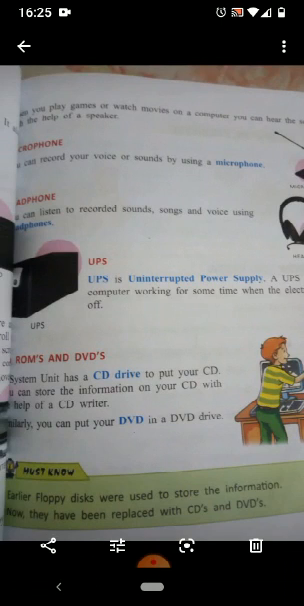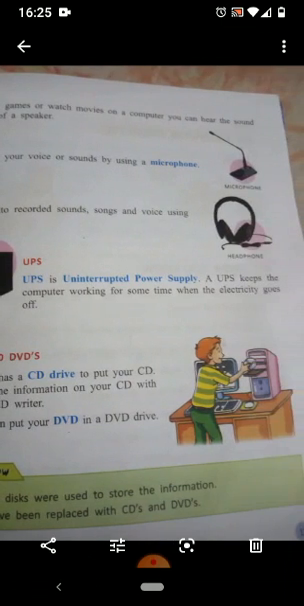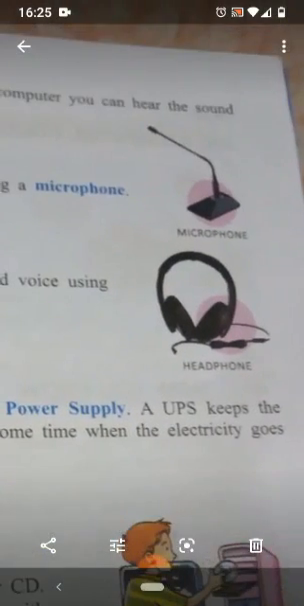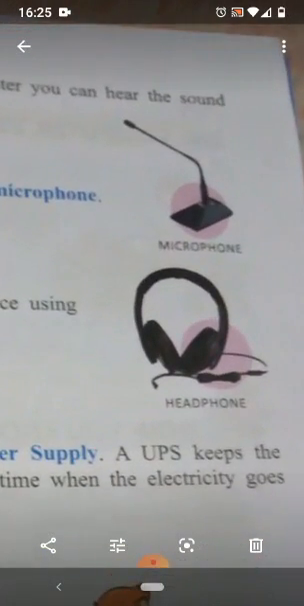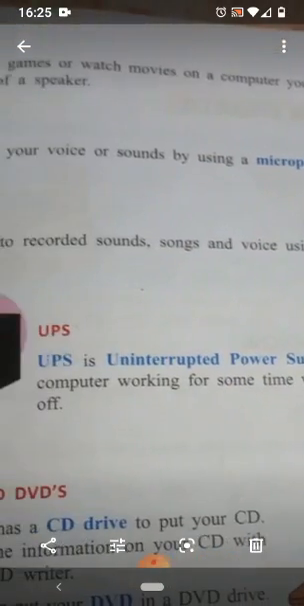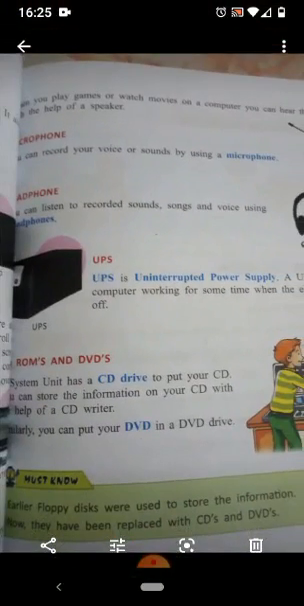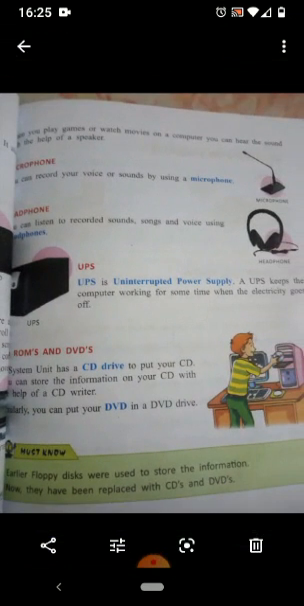The next topic is the microphone. You see in this picture, this is a microphone. What is a microphone? You can record your voice or sound by using a microphone. When you want to record your voice, with the help of a microphone you record your voice and any sound.